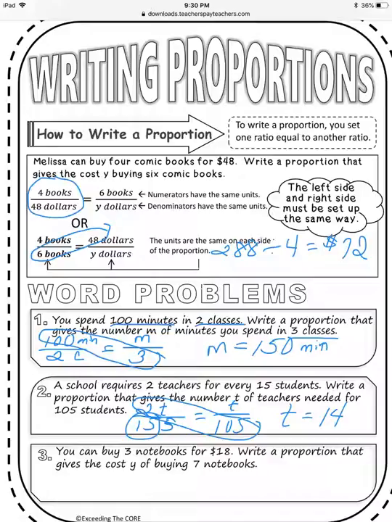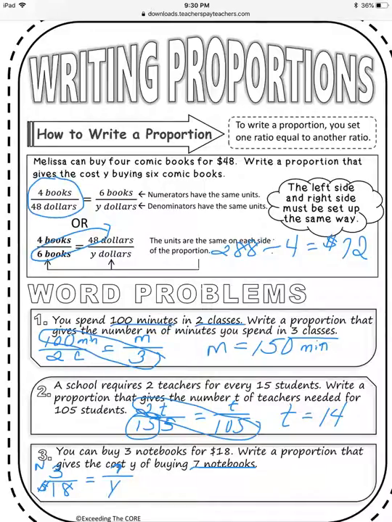And finally, the third problem. You can buy 3 notebooks for $18. So I'm going to put 3 over 18. 3 is my notebooks, 18 is the dollar amount. Okay, write a proportion that gives the cost, Y, of buying 7 notebooks. Since we know the number of notebooks, I'm going to put it on top across from the notebooks. And I'm missing Y, which is the cost.